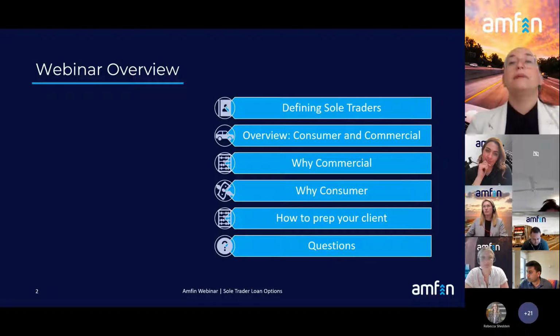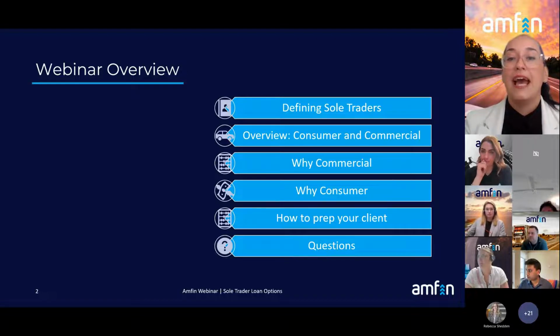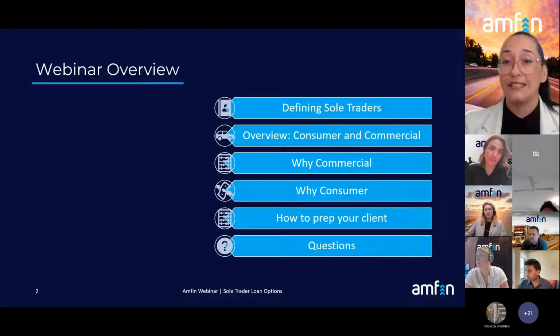So with our agenda, we'll be starting today with a definition of a sole trader so that we're all on the same page. We'll then move into an overview of consumer versus commercial loans, followed by a more detailed overview on why we would select either of these for your client. Finally, we'll provide some tips on how to best prepare your client and the next steps on how we can support you with your business clients. Feel free to interrupt me along the way with any questions. As mentioned, the whole team is online to answer any questions that you may have.